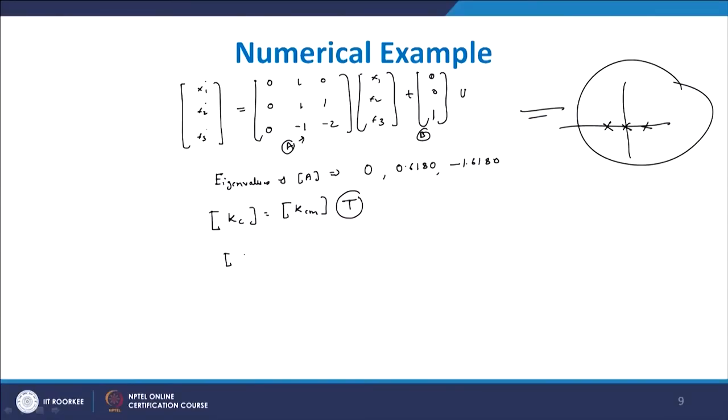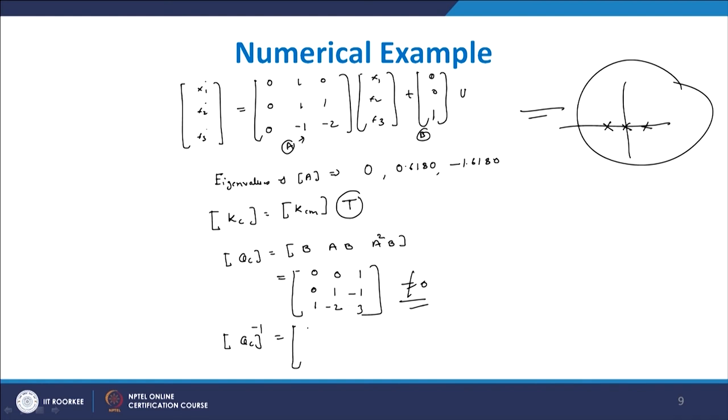So the controllability of the system is given as QC equal to B, AB, A square B. Here we can write B as 0 0 1. If you multiply A and B, you will get the matrix 0 1 minus 2, 1 minus 1 3. If you determine the determinant of this matrix, we will find that it is non-zero, and therefore we can easily get QC inverse, the controllability inverse, as minus 1 2 1, 1 1 0, 1 0 0. So the system is controllable, therefore we can design a controller.